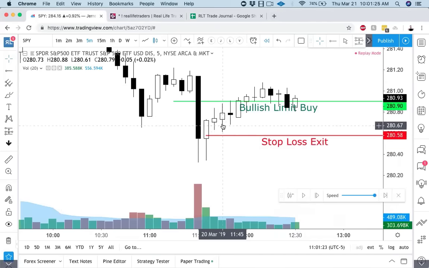All right, so if you're up an R right here, we exit the whole R, or you can increase the stop. If you want to increase the stop, this is where I would put it now, below the low of this hammer. That's where my stop would go if I was trailing the stop. I know some people want to practice stop trailing as well.